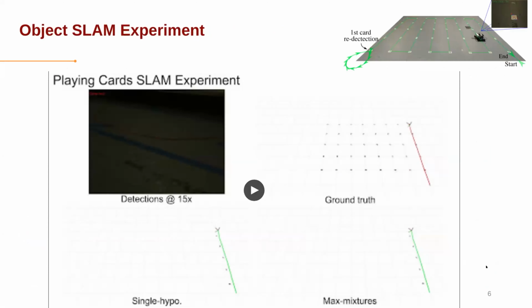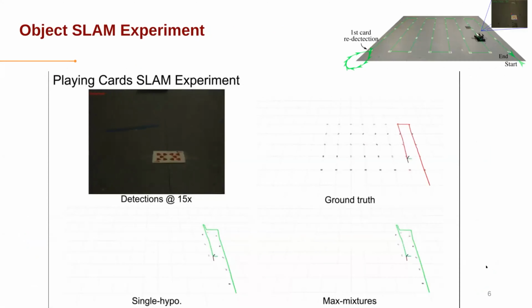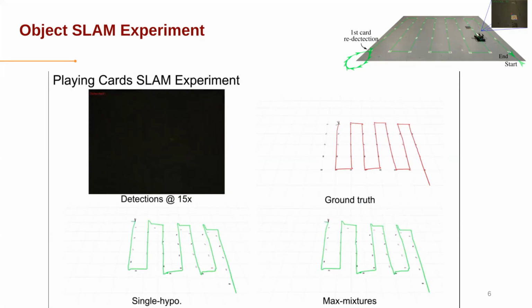To evaluate our approach, we conducted two object SLAM experiments. The first one is using playing cards as landmarks, modeling the symmetric property of daily objects. We placed 40 playing cards on the ground and controlled the robot to follow a lawnmower pattern path, and each card is first observed from one angle and later reobserved from the opposite.